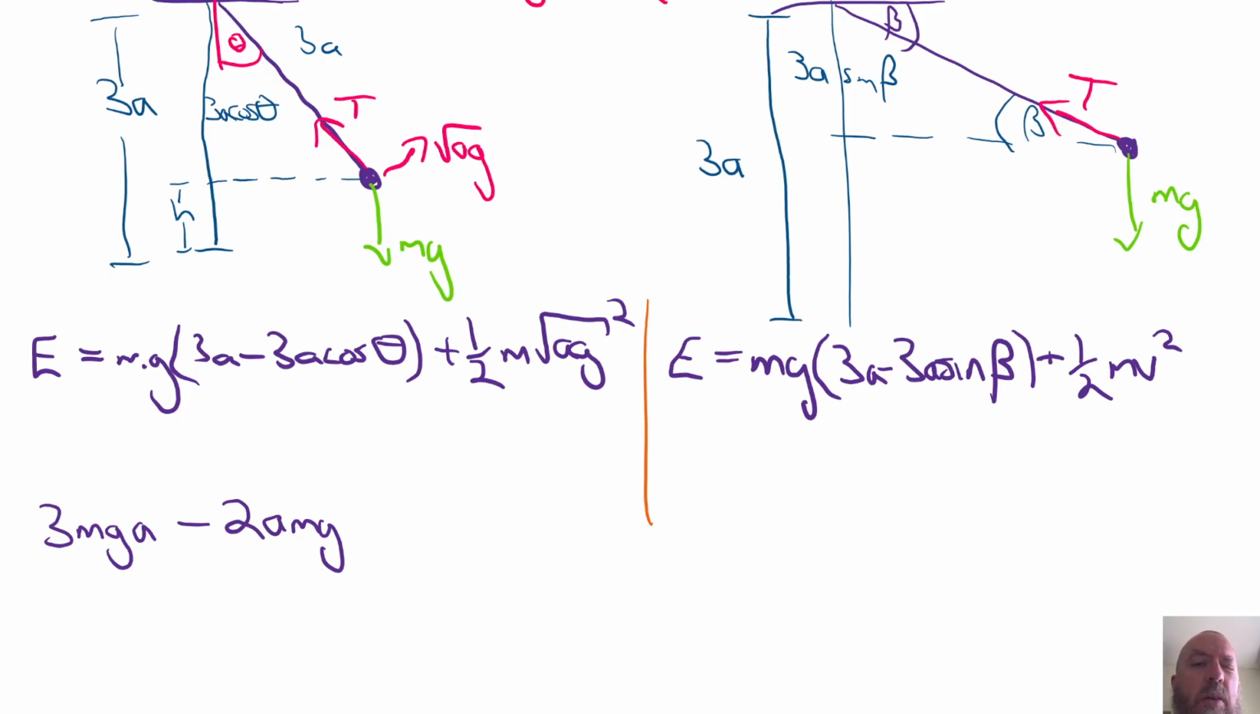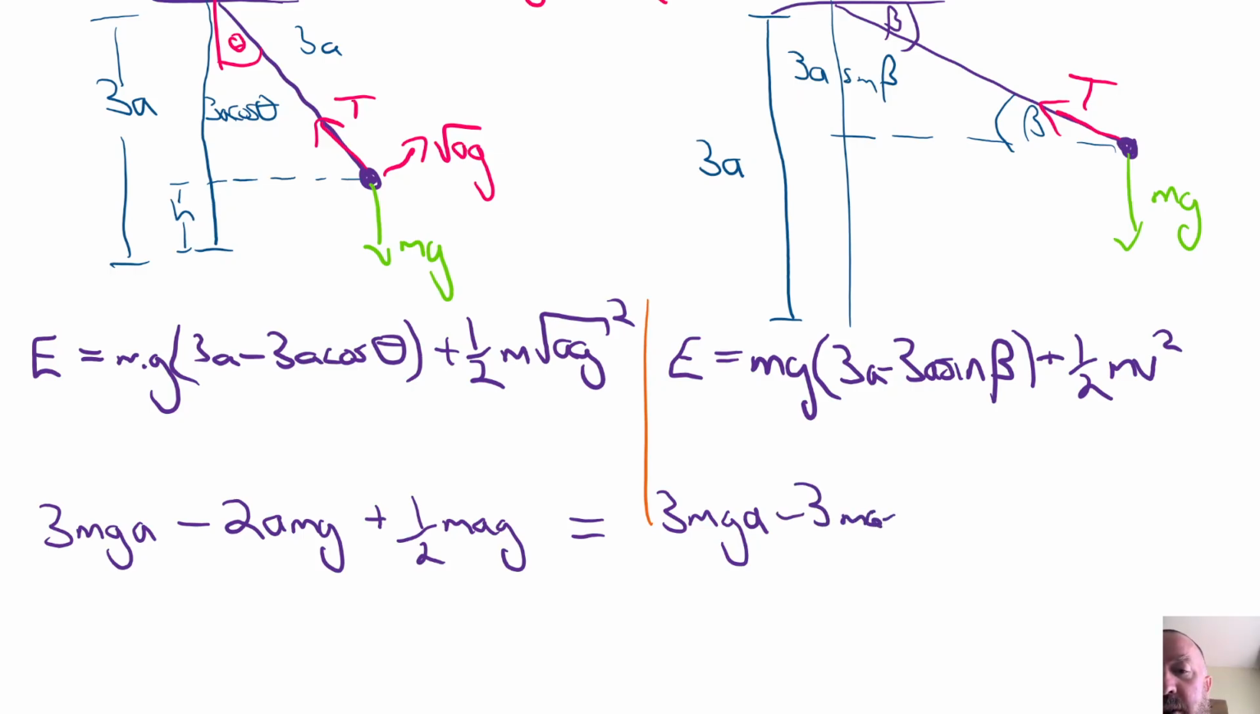Is that right? Yeah. Plus a half mag. And that equals to 3mga minus 3mag sine beta plus a half mv squared.